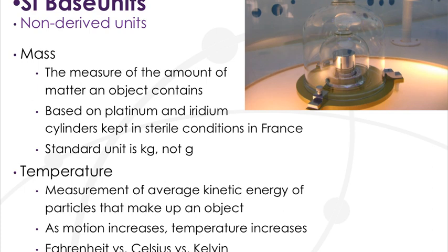All right, the SI unit for mass is kilogram. So how did we come up with a standard kilogram? Mass is the measure of the amount of matter an object contains. It's based on these platinum and iridium cylinders, which I believe are kept in France. They're kept in sterile conditions. So you can see here, here's our cylinder made out of platinum and iridium. It's kept inside of a glass container, which is kept inside of another glass container. Inside of here is a vacuum, meaning there's no gas, and inside of here is a vacuum, meaning there's no gas. So this thing is prevented from any sort of air out here getting into the glass.